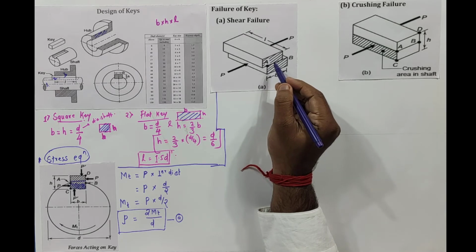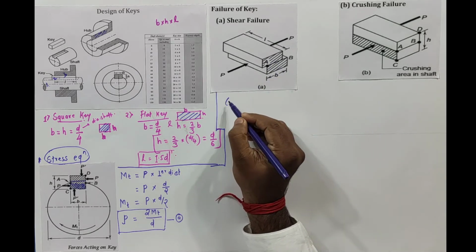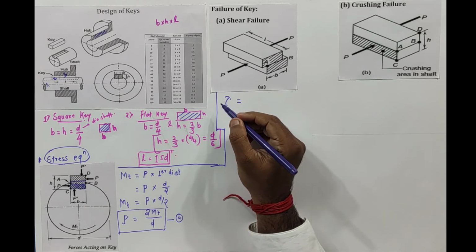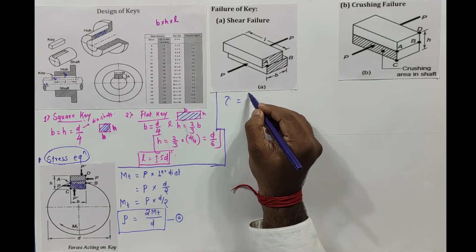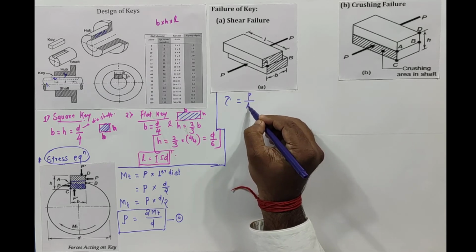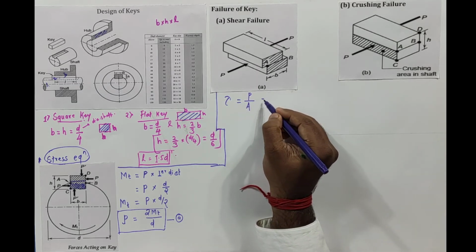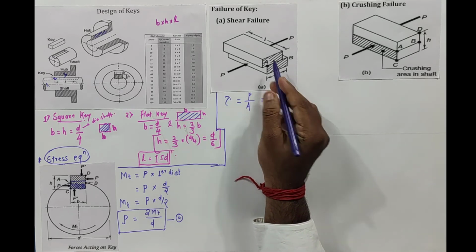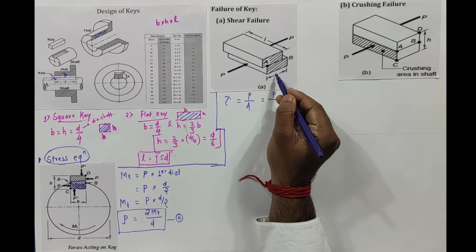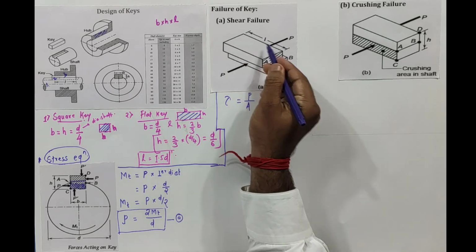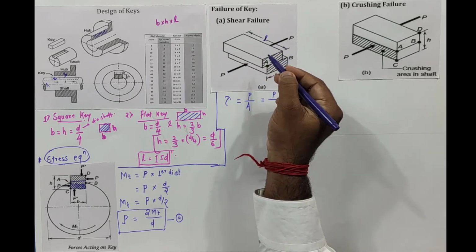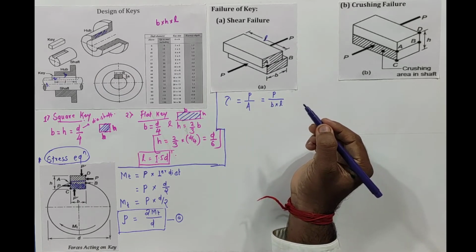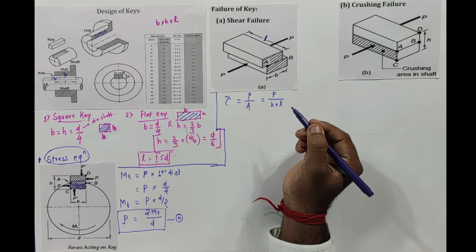Now we know what shear is. See, this is shear stress. Shear stress means it is again load by area, P by area. So this shear failure I need to calculate. P is nothing but the R force. Now the area is with respect to the shearing area. So this will be the shearing area, width into length. So I will take B into L. That will be the shearing area for shear failure.